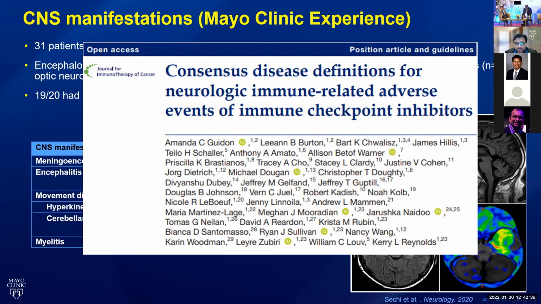So not all of these cases require aggressive management. Sometimes some of these patients just require steroids and that leads to improvement. But there are other cases, especially the ones which resemble the paraneoplastic neurological syndrome phenotype. Most of those patients require more aggressive treatment, including utilization of steroid-sparing agents.